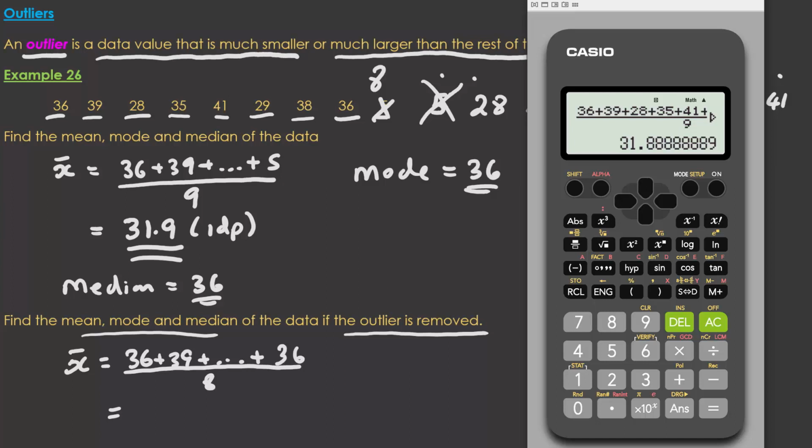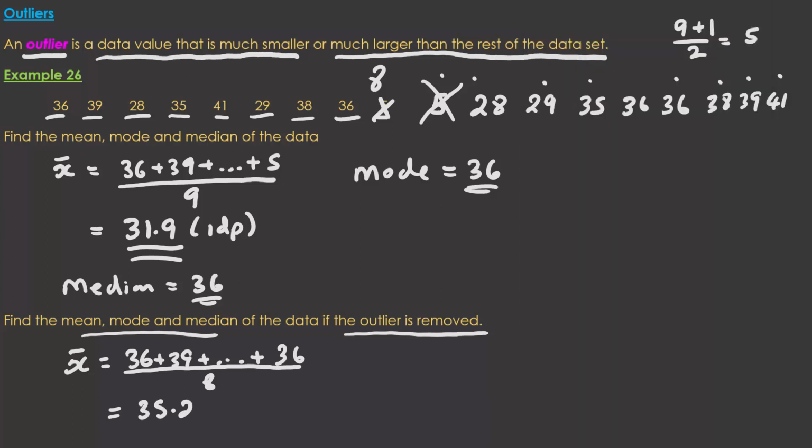Now I might be able to just edit that on my calculator. If I just go back, I can change that to an 8. And if I go back there, I'll just remove the 5. That should give me 35.25. So it's a big jump because that outlier is quite small. So we've jumped all the way up from there to there. And I think if you look at the data, 35.25 is more representative of where the middle is.